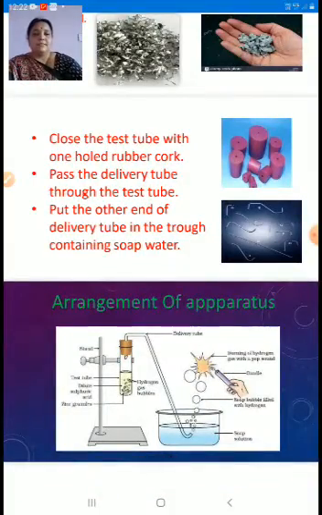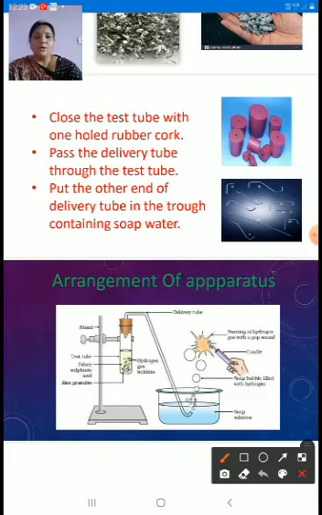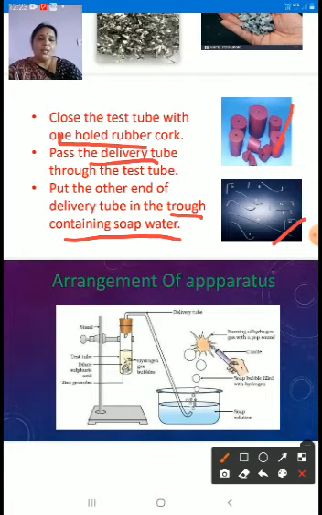Now after taking the metal and sulfuric acid, you have to close the test tube with the help of the rubber cork, a one-holed rubber cork. So this is the one-holed rubber cork. You can see the hole in the cork. You have to close the test tube with this one-holed rubber cork. Then you have to insert the delivery tube. So this is the delivery tube. One end will be in the test tube and the other end will be in the beaker or trough which is containing the soap water.